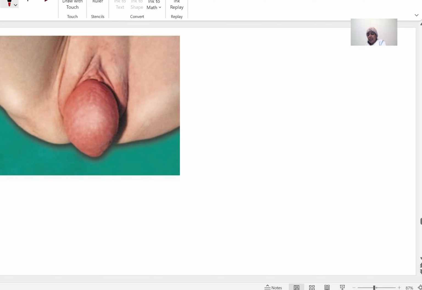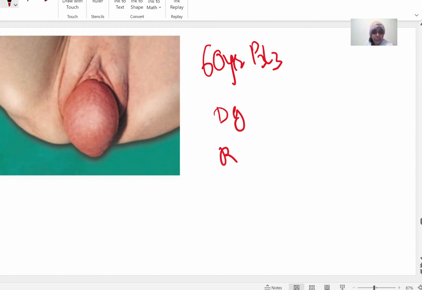चलिए, डायग्नोसिस, ट्रीटमेंट. एज ऑफ द फीमेल इज 60 years, पैरा 3, लाइव 3. डायग्नोसिस, ट्रीटमेंट.